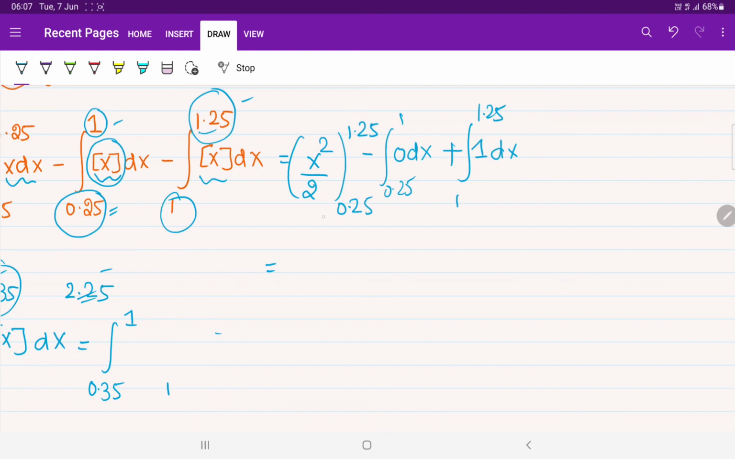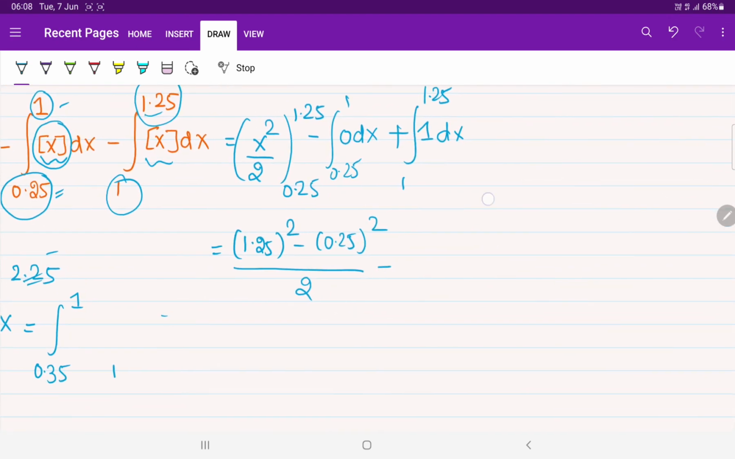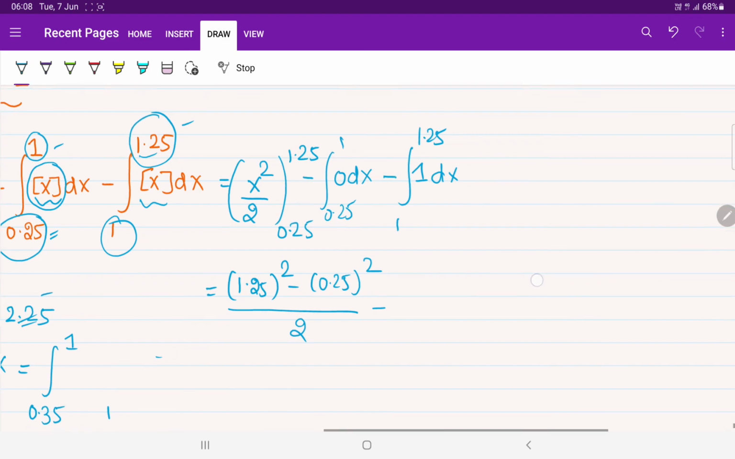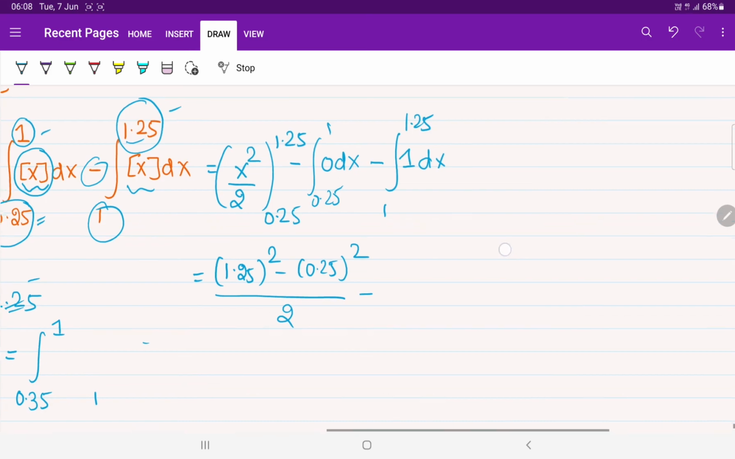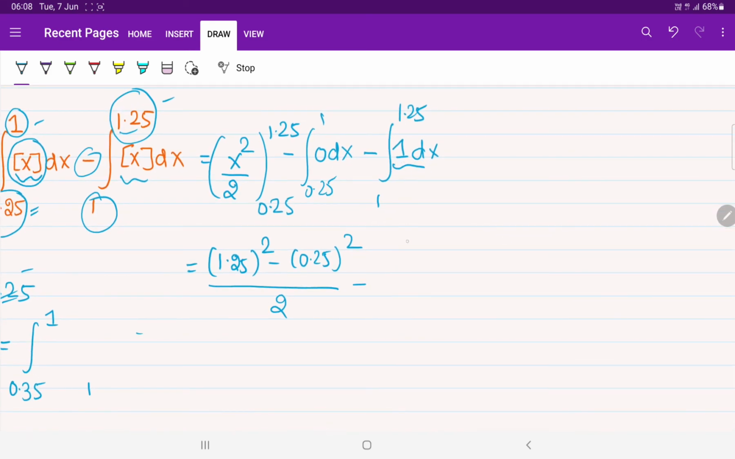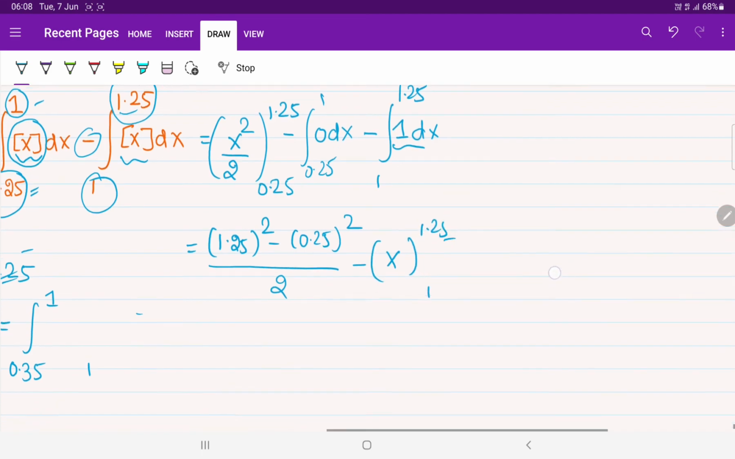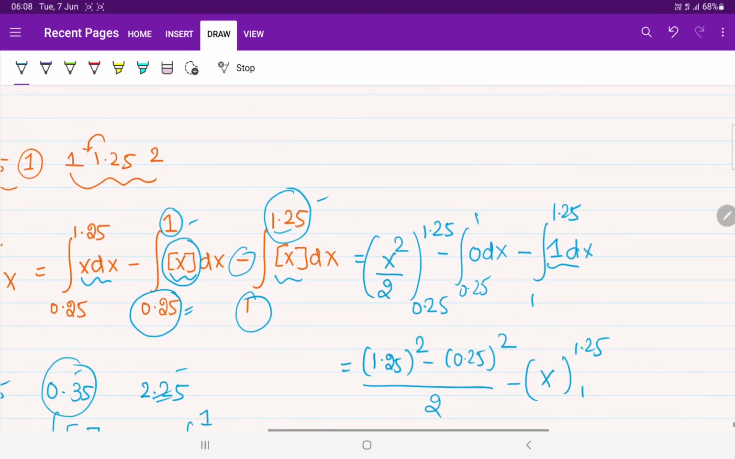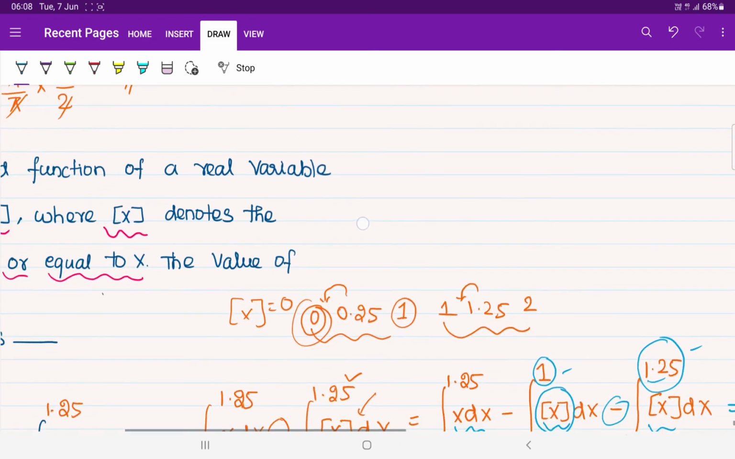We know 1.25 whole square will become 1.25 power 2 minus 0.25 power 2, whole divided by 2. And similarly here, I made a mistake, minus should come, because according to the derivation we have to keep the minus here. The integration of 1 with respect to dx will become x, and the limits go from 1.25 to 1. Now if we compute this, approximately, I am getting exactly 0.5. That's all. This is how we solve the questions when the closed interval of x is given to us.